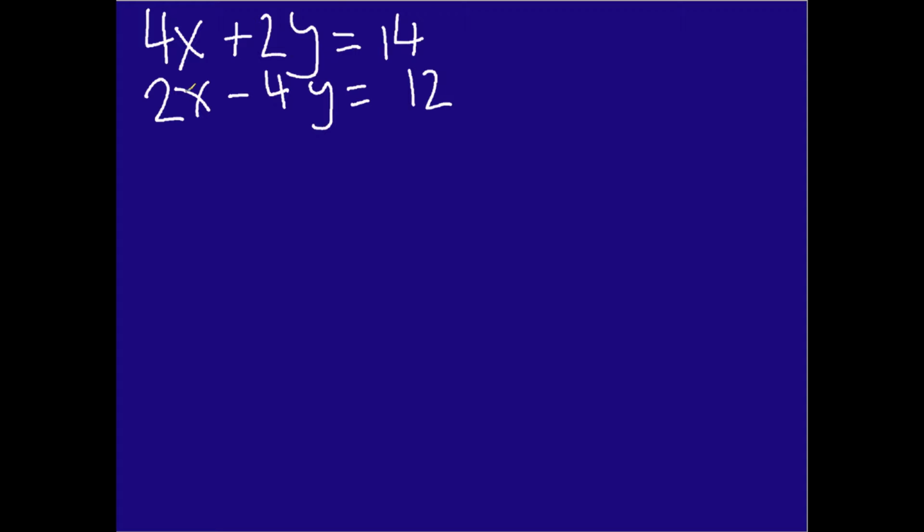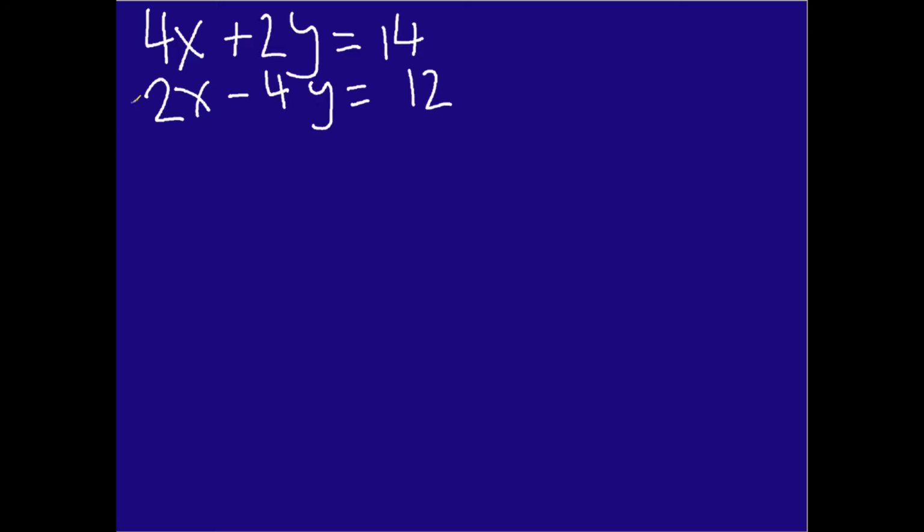Substitution might work here, but that's not what we're doing. What we have to try to do is find a way so that either the 4x and the 2x are the same value, or the 2y and the 4y are the same value. What you often do first when you're doing elimination is add together variables that have opposite values so that they cancel each other out.